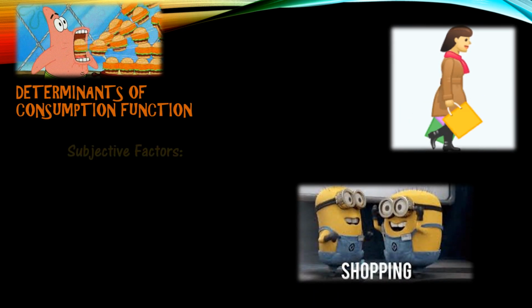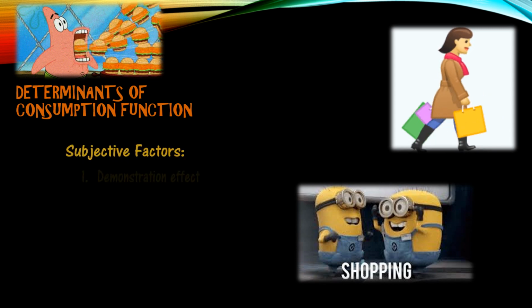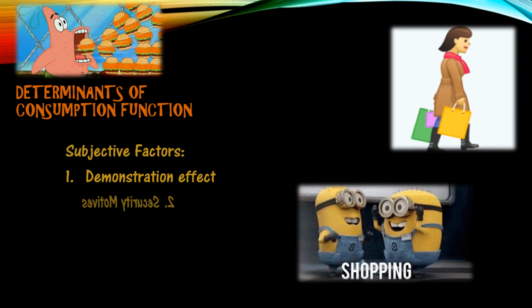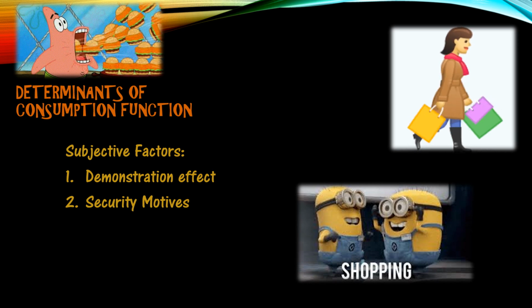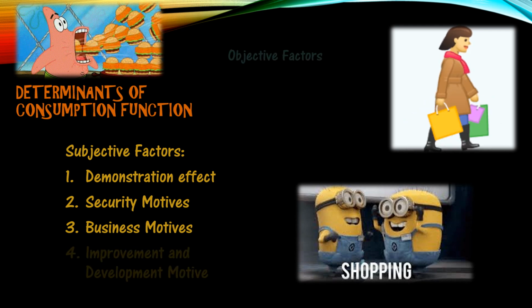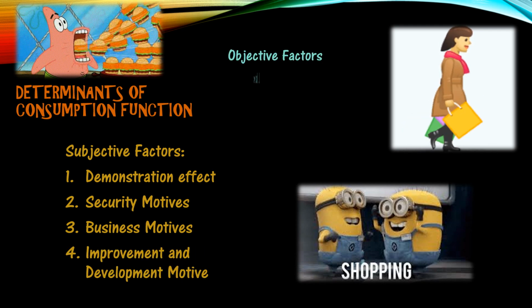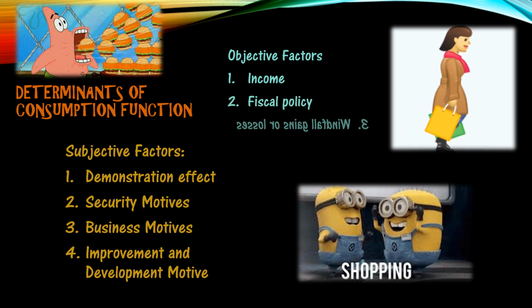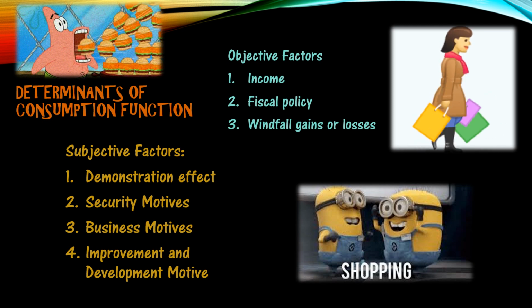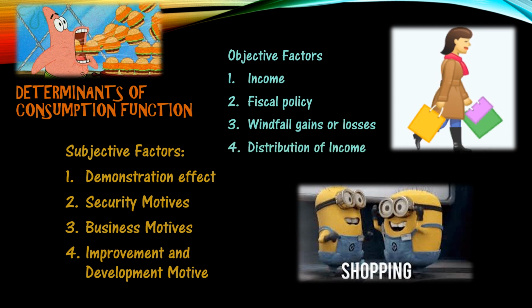Now coming to the determinants of the consumption function. When we speak about determinants of the consumption function, we categorize them into subjective factors and objective factors. Subjective factors are internal in nature, endogenous in nature, and differ from one person to another, whereas objective factors are exogenous or external in nature, and a change in these objective factors has a total impact on all the consumers or all the individuals in an economy.